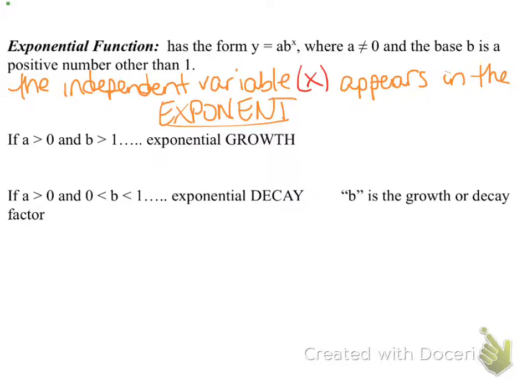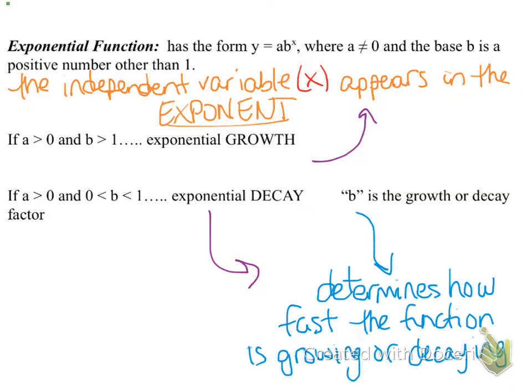And so if a is greater than 0 and b is greater than 1, we have a positive number times a positive number raised to a power, so that's going to do nothing but get bigger, and it's going to get big fast. If a is greater than 0 and b is a fraction between 0 and 1, then it's going to get small, and it's going to get small fast. And b is called the growth or decay factor. In other words, b is what is going to determine how fast the function is growing or decaying.